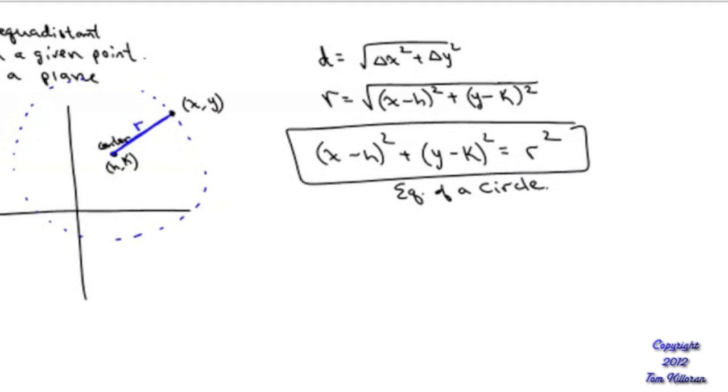Question number 1. Is this equation a function? No. Why? Vertical line test is going to fail horribly. It's going to hit it twice almost everywhere.